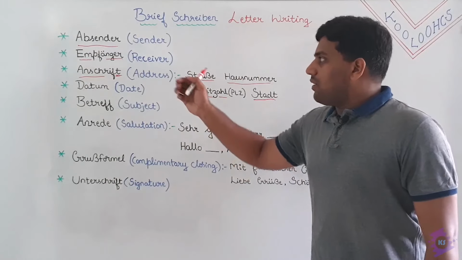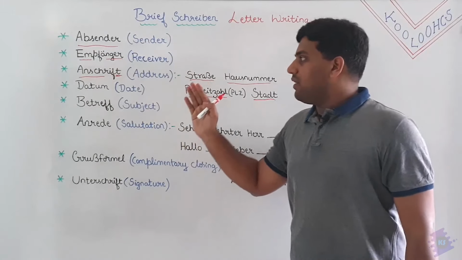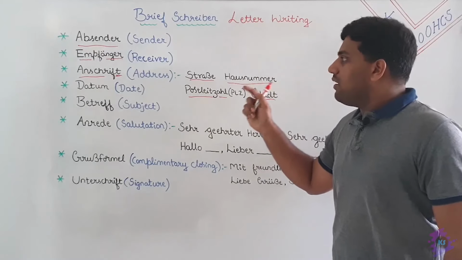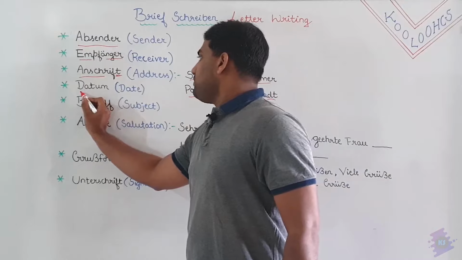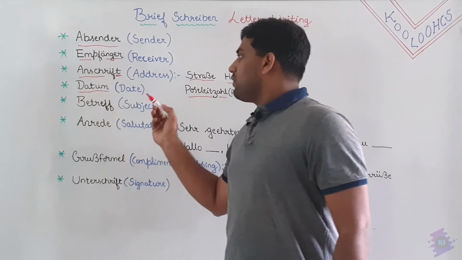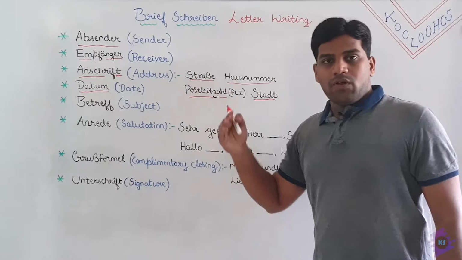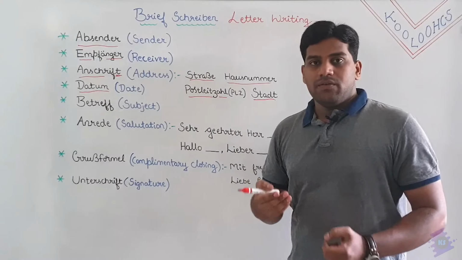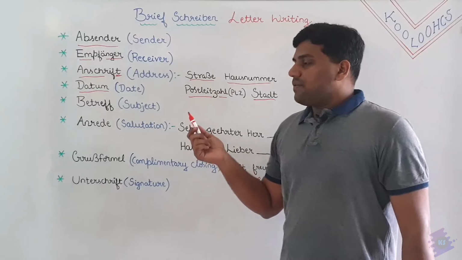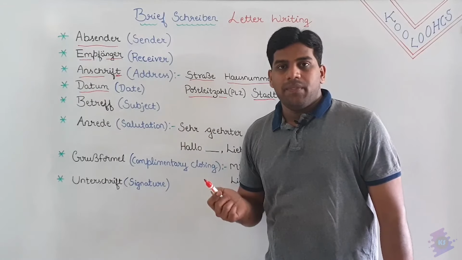And next, all these things you mention on the left side, and then you mention the date on the right side, right? So date is Datum. And the next terminology in letter writing will be subject, right? You mention the subject for a letter. So subject is called Betreff in German.